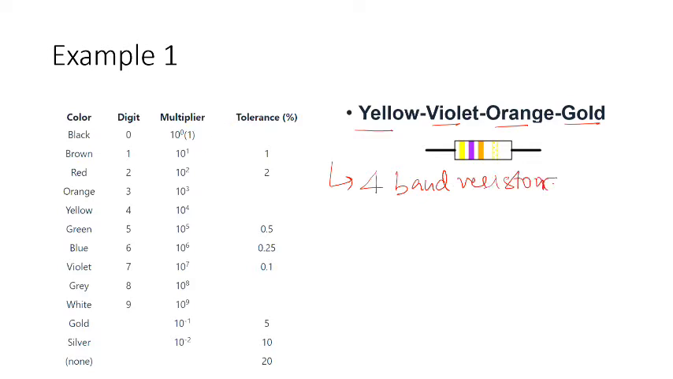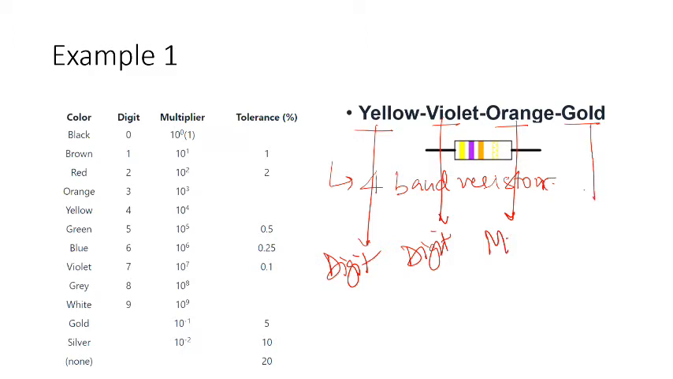And for a 4-band resistor, how do we decode it? We decode it with the formula: digit, digit, multiplier, and tolerance. For reference, the table is given here.